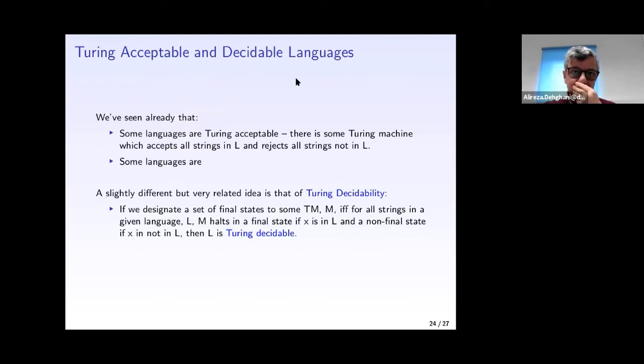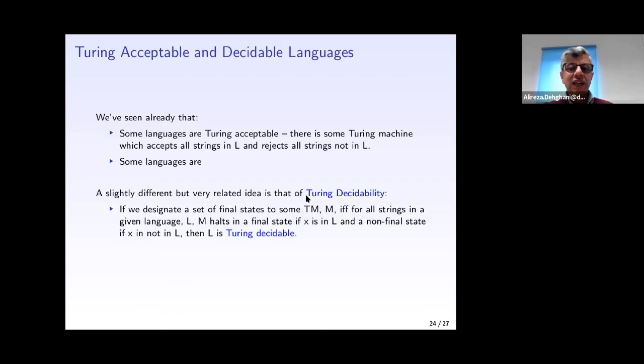Okay, Turing acceptable and decidable languages. We have seen already that some languages are Turing acceptable. There is some Turing machine which accepts all the strings in L and rejects all the strings not in L. We can apply some changes to this strategy, slightly different but very related.